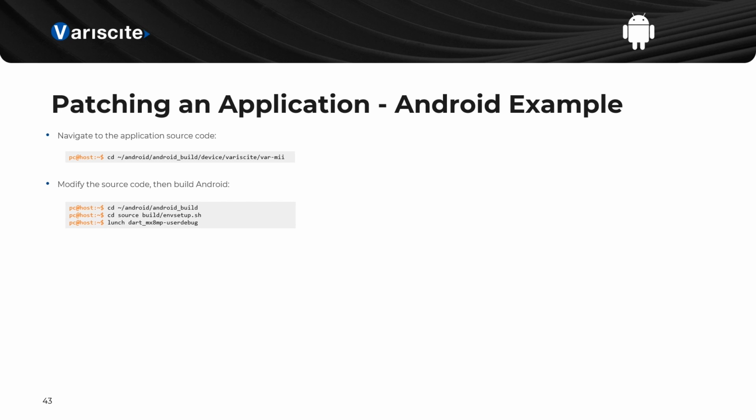And patching an application on Android is a fairly simple process. Considering that you already added the application before, you can navigate to where you cloned your application, make the changes directly to the source code, and then rebuild the application again. And then your application is updated.